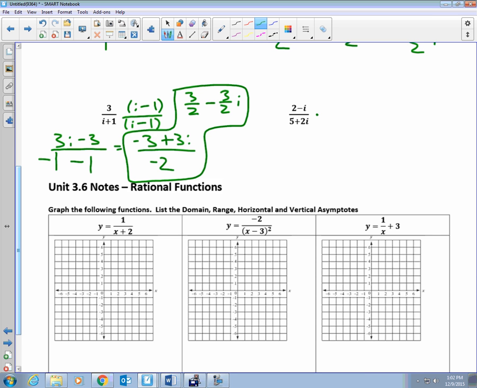Okay, 2 minus i over 5 plus 2i. Again, multiply by the conjugate. This was a little bit more involved.